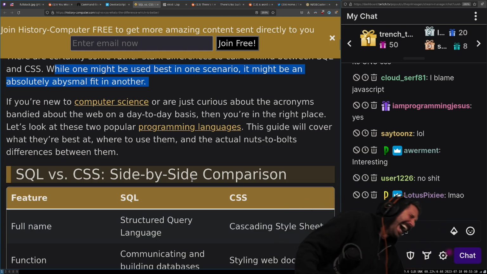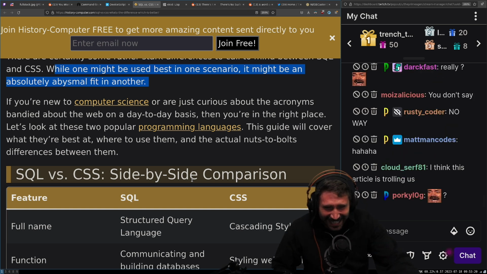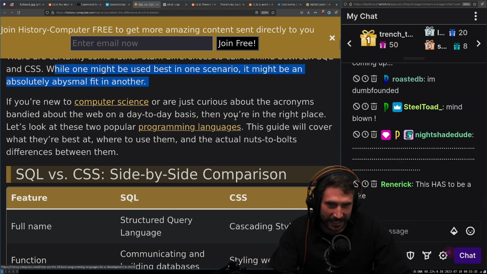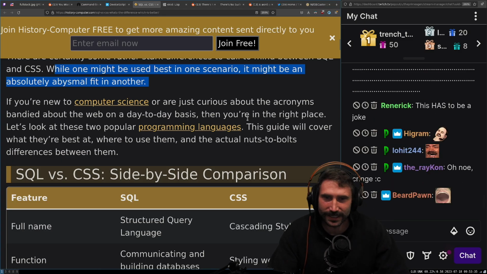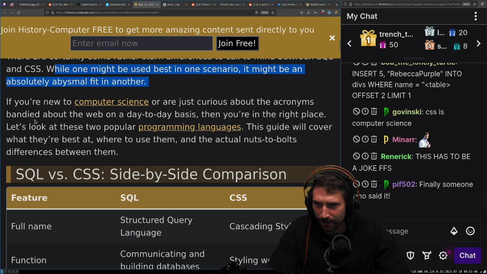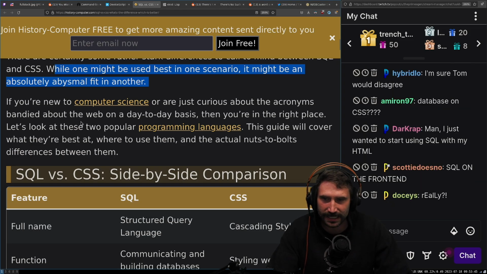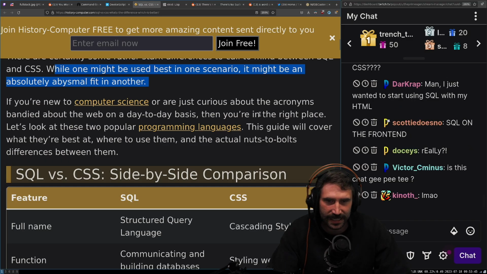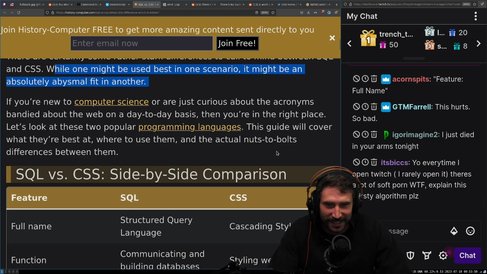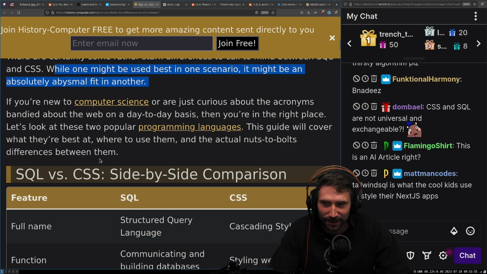Oh, shit! You don't say! Ain't no way. If you're new to computer science or just curious, ooh, a little computer science curious, about the acronyms, and about the web on a day-to-day basis, then you are in the right place. Okay, let's look at these two popular programming languages. This guide will cover what they're best at, where to use them, and the nuts and bolts differences between them.